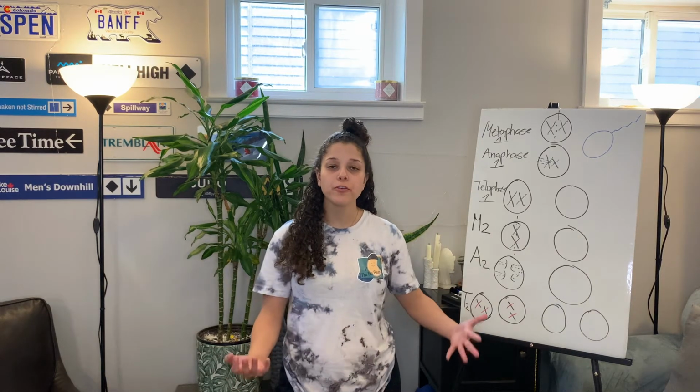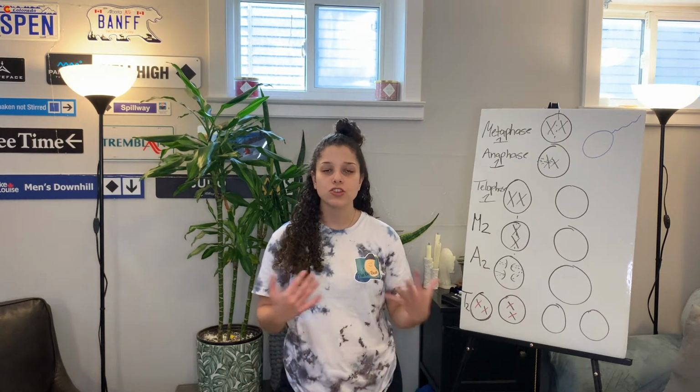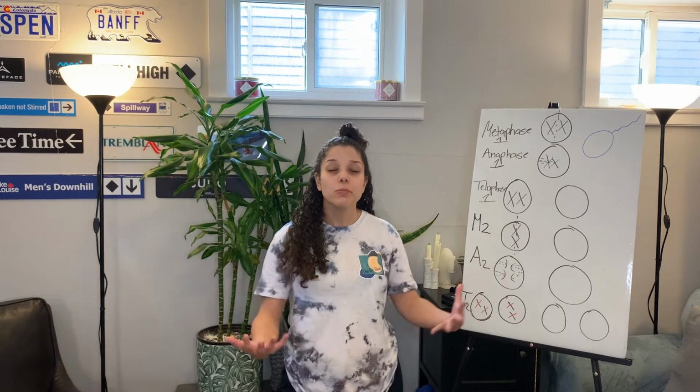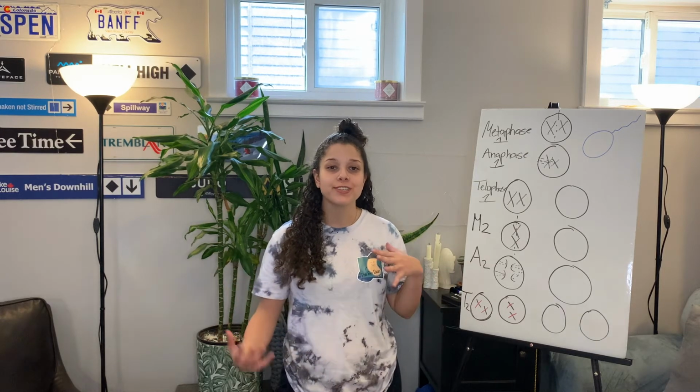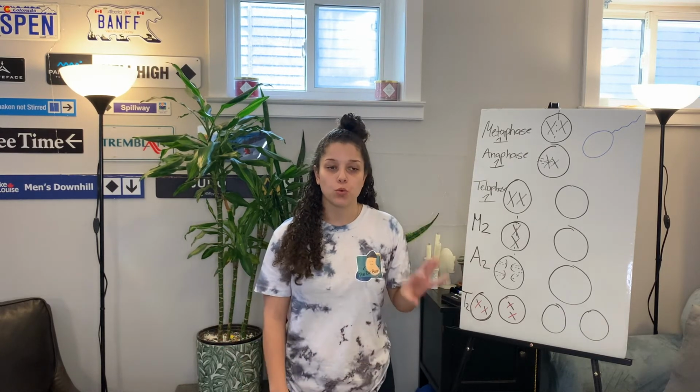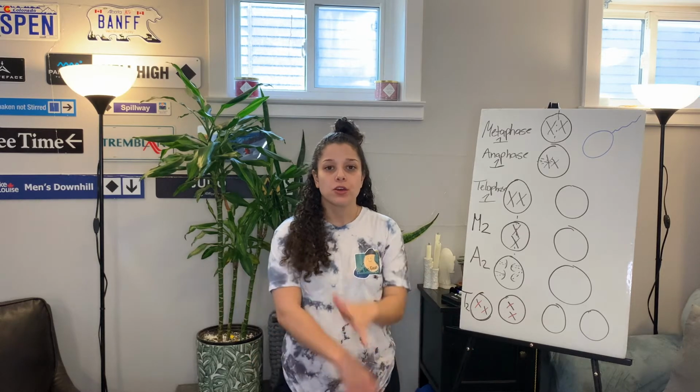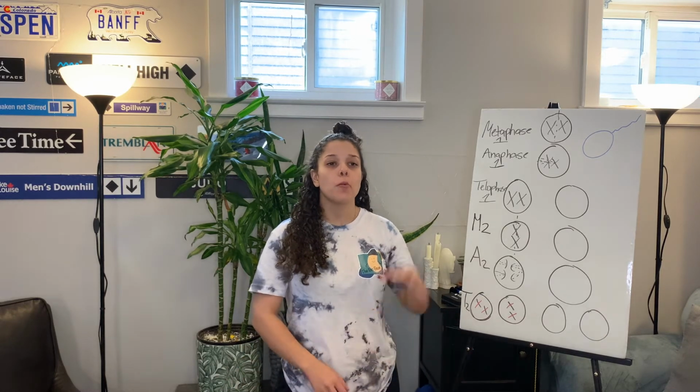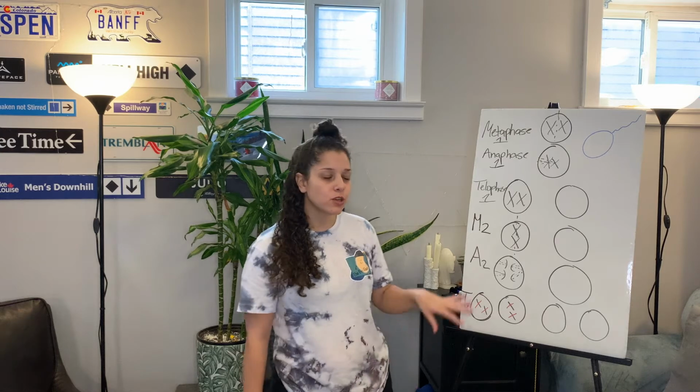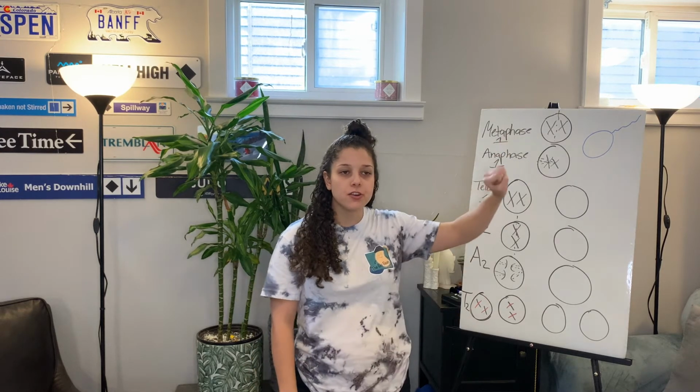All right, so now we're going to focus on what happens if non-disjunction occurs in a female with their sex chromosomes and if it occurs in meiosis 1. So we're going to see the resulting effect once it hits a sperm. So let's follow it through the non-disjunction.